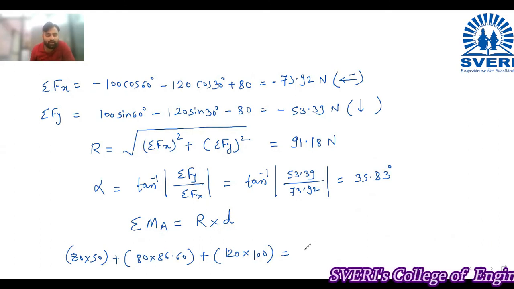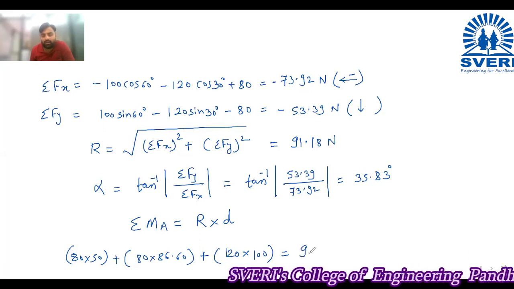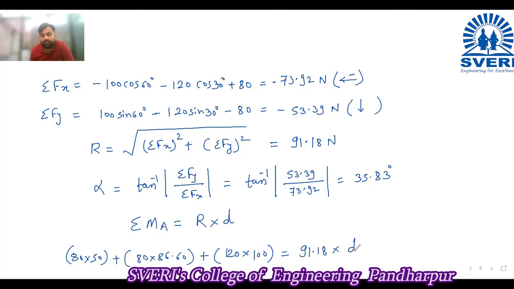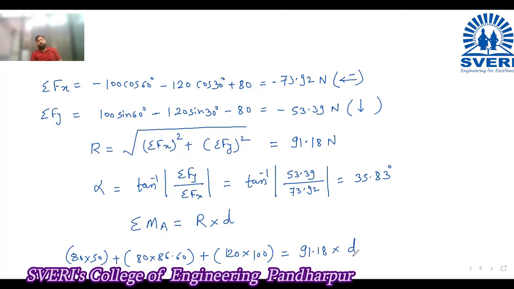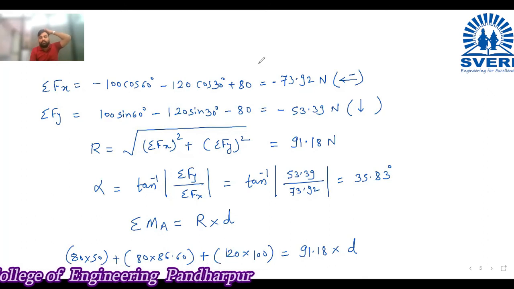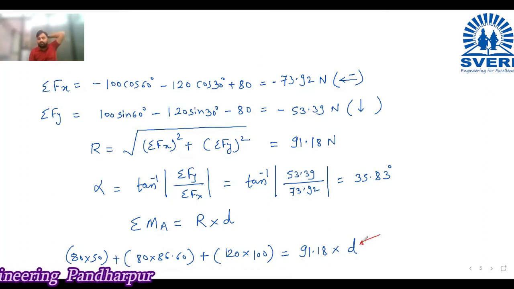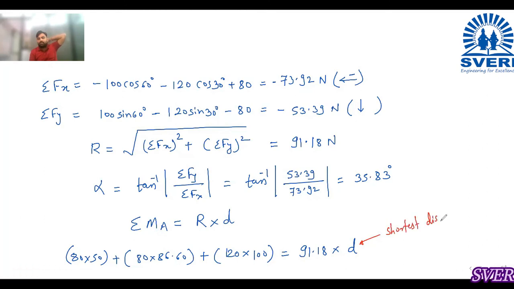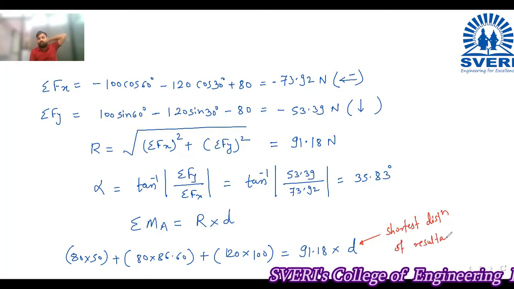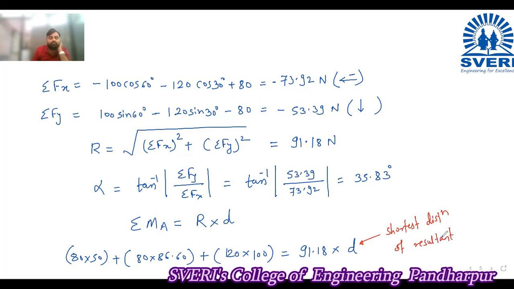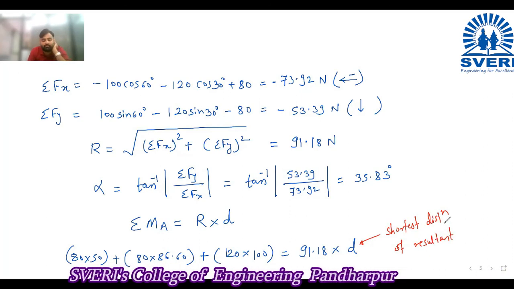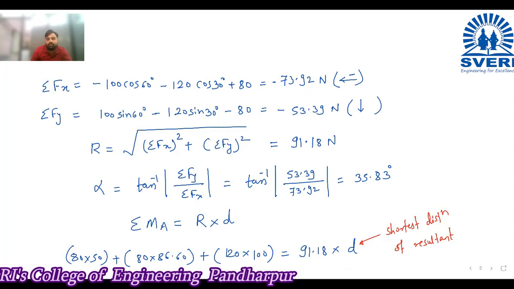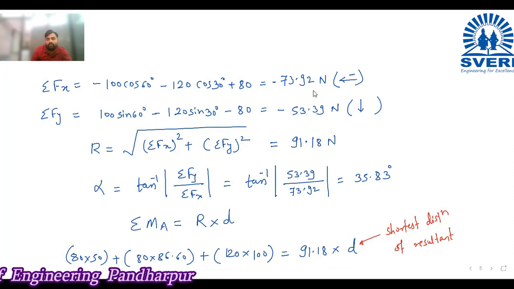This is equal to R into D. What R did we get earlier? 91.18 into D, as it is. From this you will get the value of D. D is what? It is the shortest distance of the resultant. Okay, so from this you will get the value of D. Okay, so in the next lecture we will take more problems.